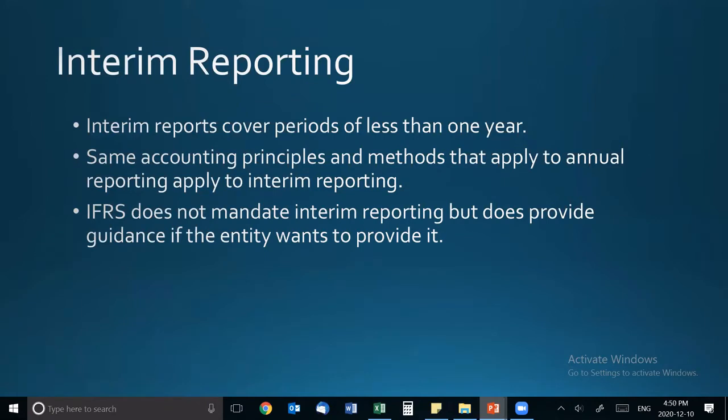The same accounting principles and methods that apply to annual reporting should apply to interim reporting. IFRS does not mandate interim reporting, so you don't have to do interim reporting. You would just have to create annual financial statements. There is no rule around creating quarterly or semi-annually or monthly reports. Companies do this to provide more information to their users. So IFRS doesn't say you have to do interim reporting, but it does provide guidance if an entity does want to provide it. And also ASPE doesn't mandate interim reporting either.